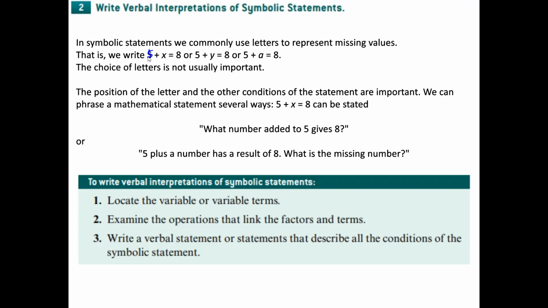So what are we supposed to do to write a verbal interpretation of symbolic statements? First of all, we need to locate a variable or variable terms. Then we examine the operation that links the factors and terms. Right? And then we write a verbal statement or statements that describe all the conditions of the symbolic statement.